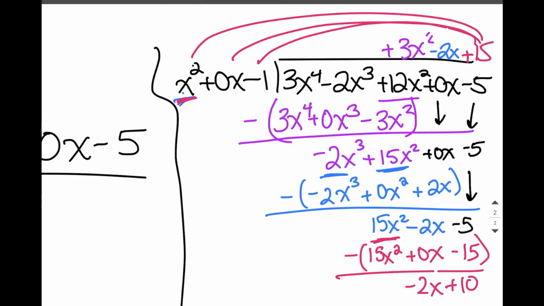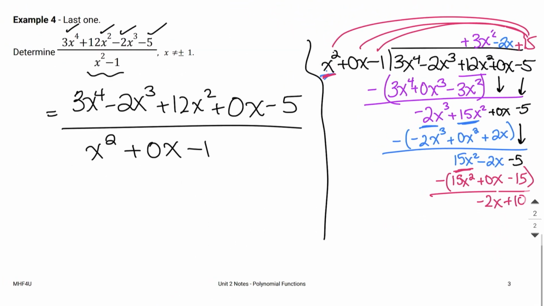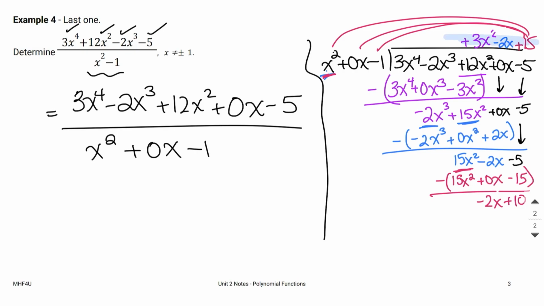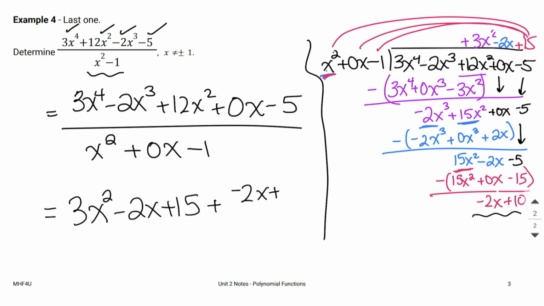Now, because the exponent on this x right here is smaller than the exponent on my divisor right here, this is as far as I can go. So that means that if I were to divide this whole thing out, if I were to do this entire set of division right here, I would end up getting this quotient that I got up here, with a remainder of negative 2x plus 10, but that's out of x squared. I don't need to write the 0x in my final answer, minus 1.